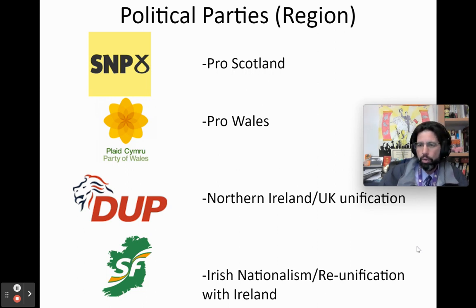And we have the Democratic Unionists that are pro-UK unification, having Northern Ireland remain part of the UK. And then on the other side, you have Sinn Féin, which is the political party that's really big into Irish nationalism and the unification with the Republic of Ireland.